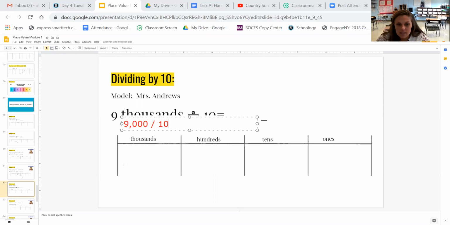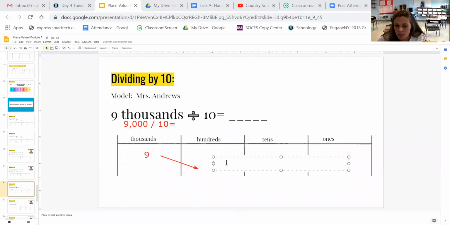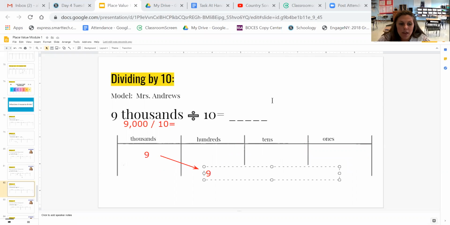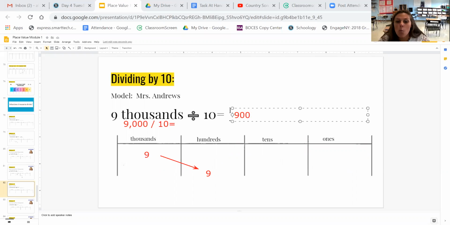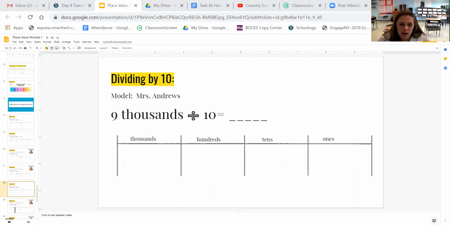So I have 9,000 divided by 10. I go to my place value chart. I have 9 in the thousands place. I'm dividing, which means I'm moving to the right just one place value because I'm only dividing by 10, okay? And then that 1,000 moves into the hundreds place. So then I will have 900. So 900 is going to be my quotient, moving one place value. Again, it's getting smaller.